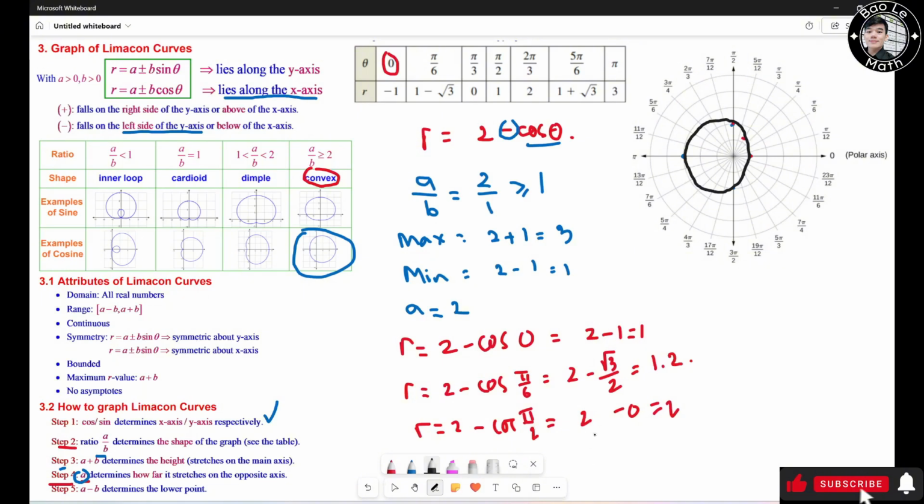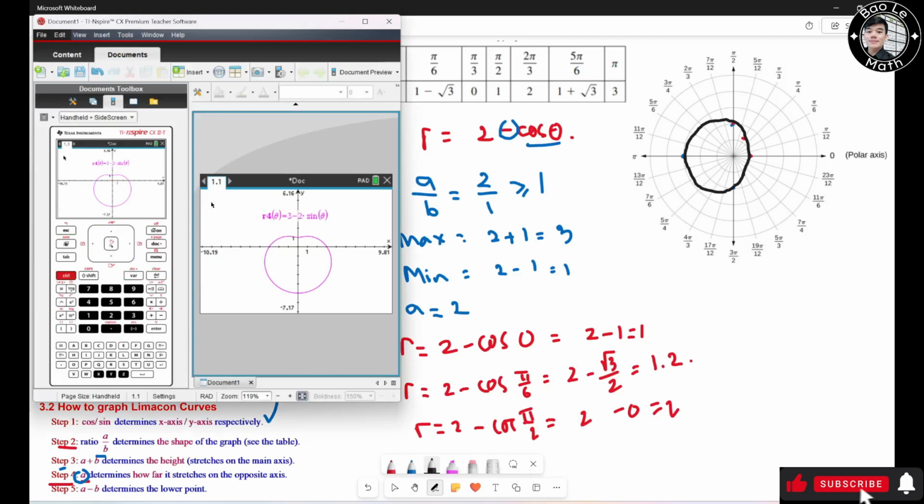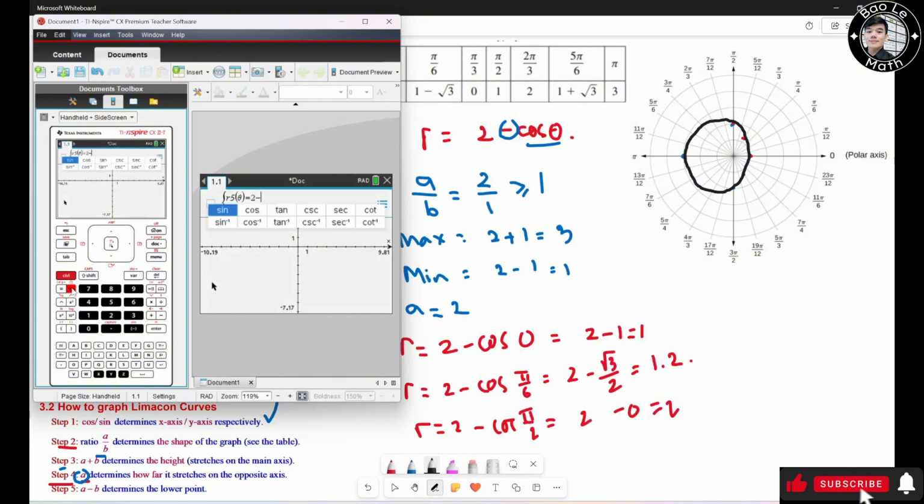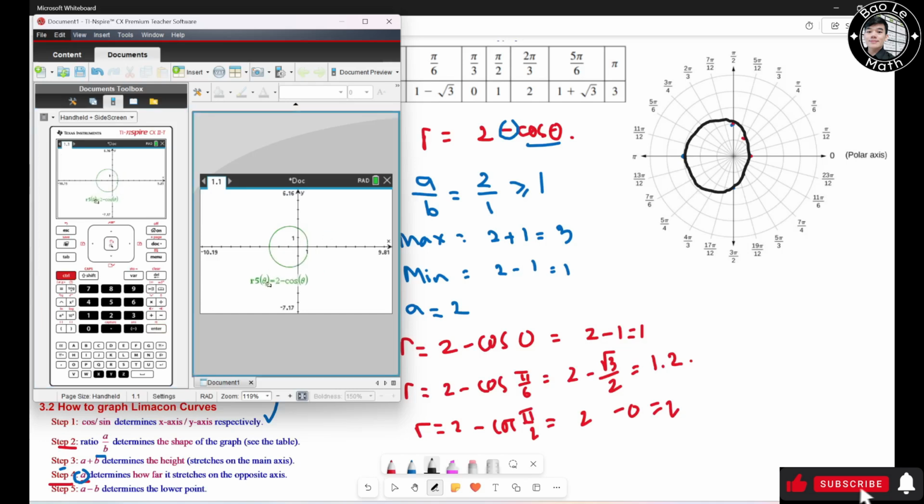Alright, now we can check our work by using the calculator, right? So we're going to use the TI-Nspire calculator first, right? We hit tab, and then we need to hide this function, right? Alright, now we hit tab, 2 minus cosine theta, right? So 2 minus cosine theta. And we just hit enter. It's going to be right here.